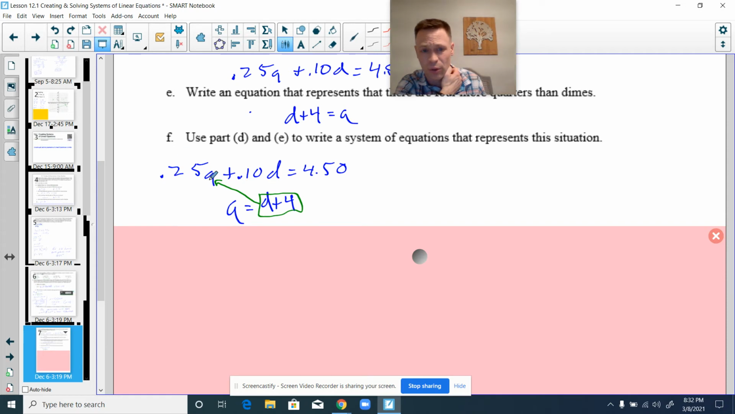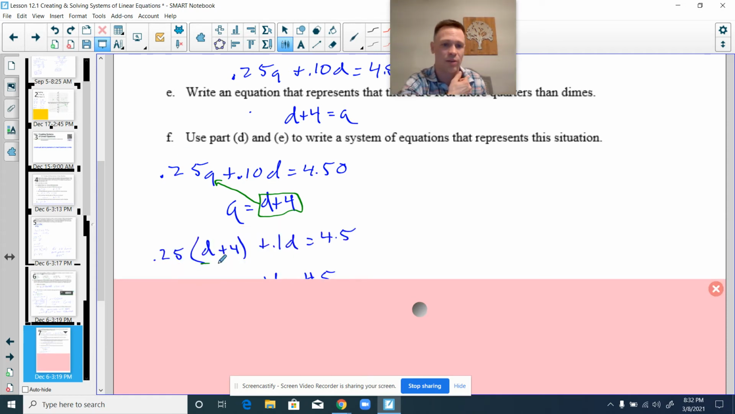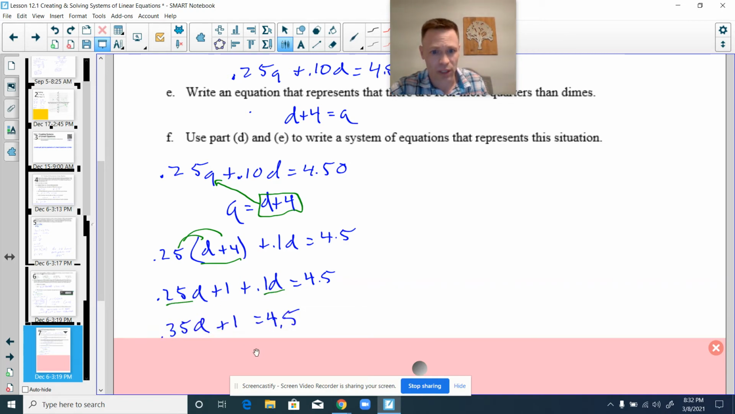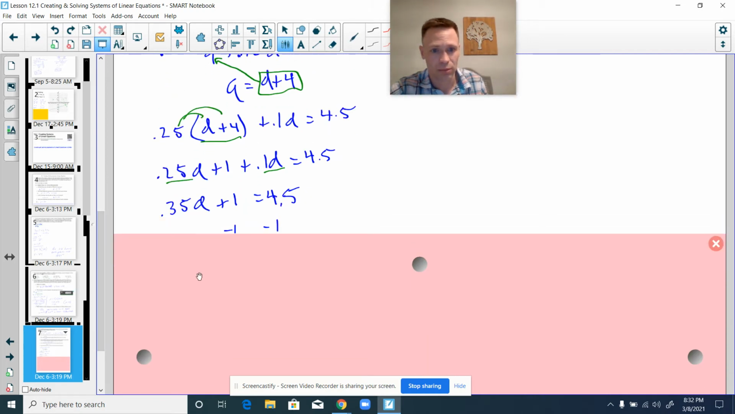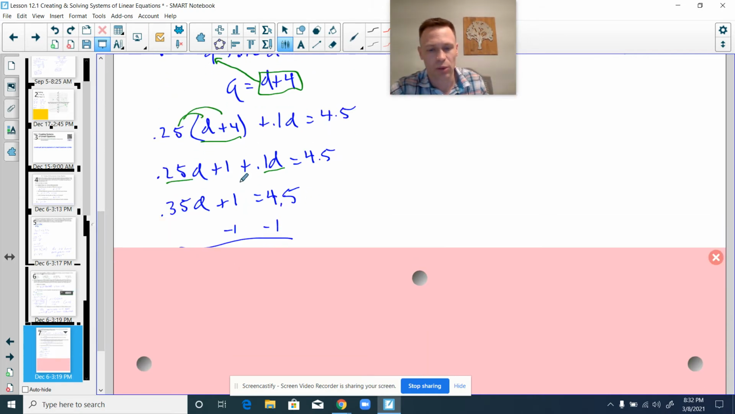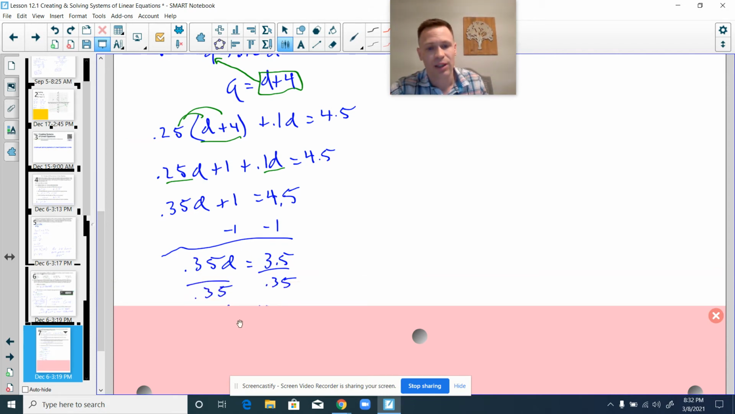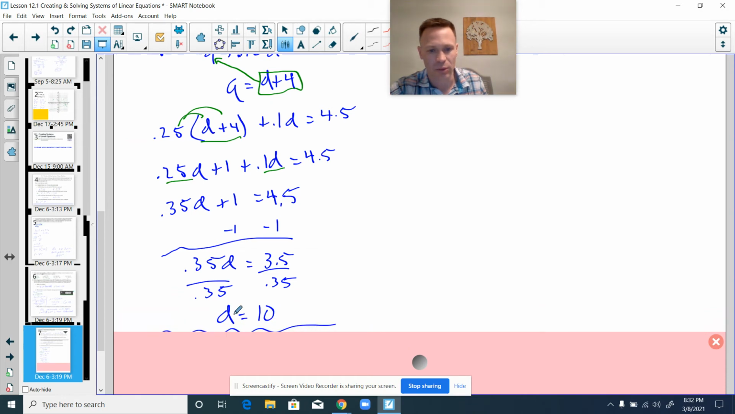So Q is D plus 4, so I'm going to substitute that here, and you see me doing that at this point. So I would have to distribute that 0.25. It gives me 0.25D plus 0.25 times 4 is 1. It's like a fourth of 4, which is 1. And then the rest of the equation still remains. Now I've got some like terms to combine here and here. That gives me 0.35D plus 1. I'm going to subtract that 1 from both sides to get 0.35D is equal to 3.5. Divide both sides by 0.35, and I get D is equal to 10. So that's the number of dimes in his pocket.